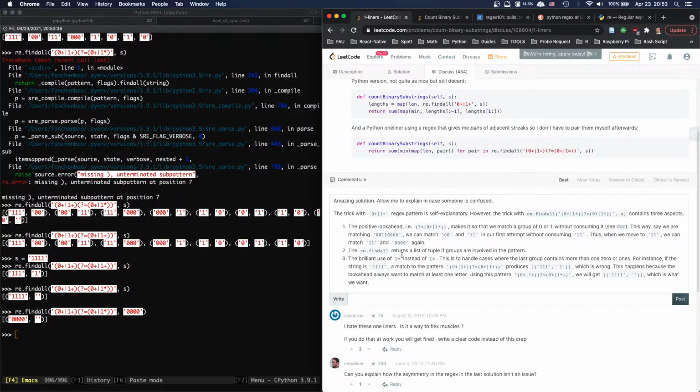The re.findall returns a list of tuples if groups are involved in the pattern. The brilliance of using this instead of this is to handle cases where the last group contains more than one 0 or 1. For instance, if the string is this, matching with the plus pattern produces this, which is wrong. This happens because the lookahead always wants to match at least one letter. Using this pattern, we will get this, which is what we want.